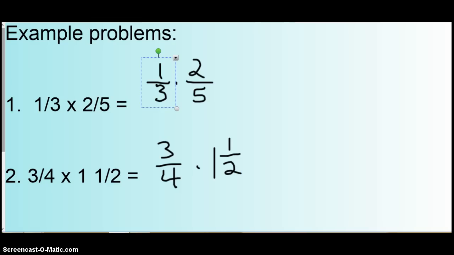So on the first problem, we've got 1/3 times 2/5. They're already fractions. Again, you would just multiply straight across and make sure your answer is in simplest form. And then 3/4 times 1 1/2. You need to change that 1 1/2 into an improper fraction first and then do your multiplication. So we will look at these the next time we're in class.